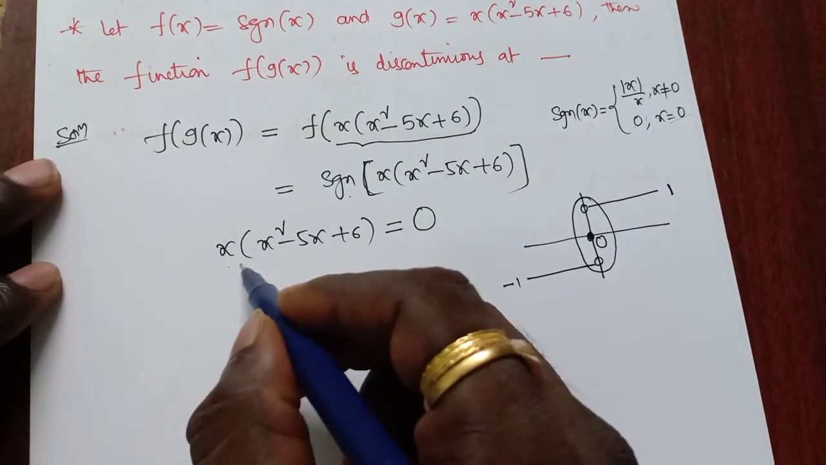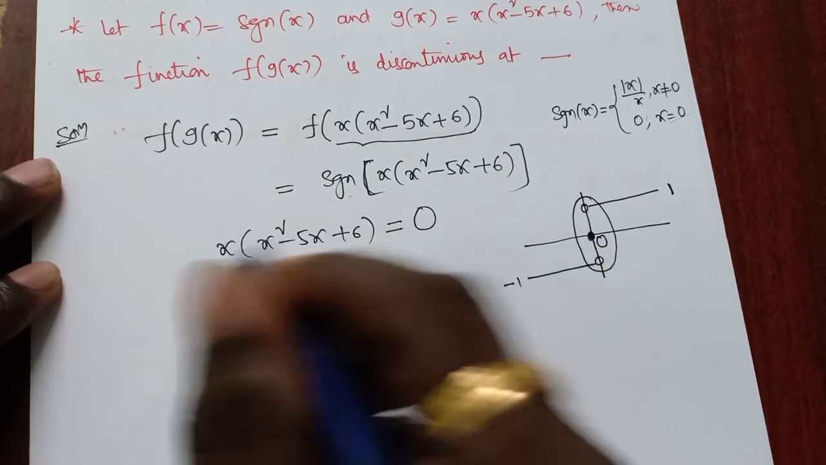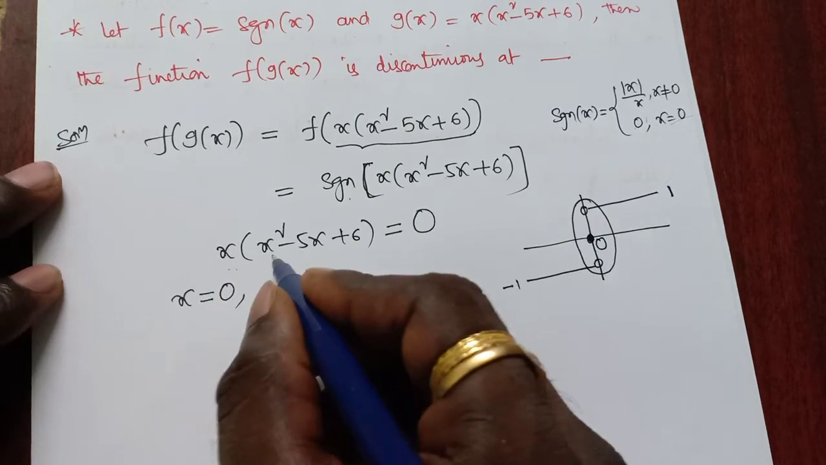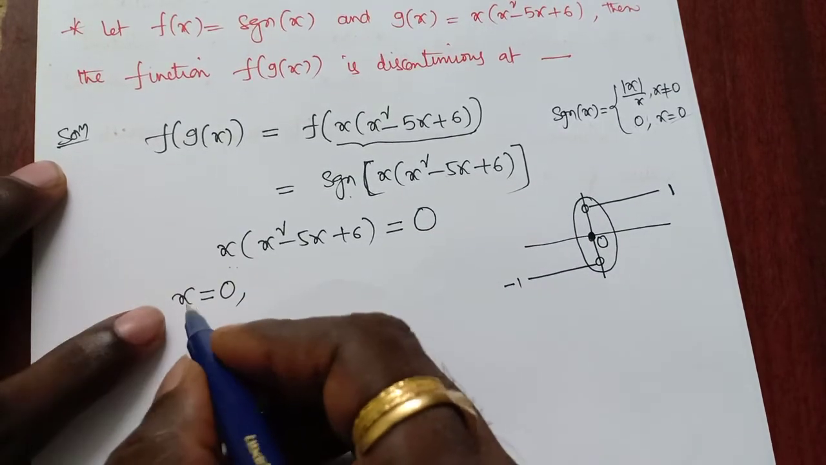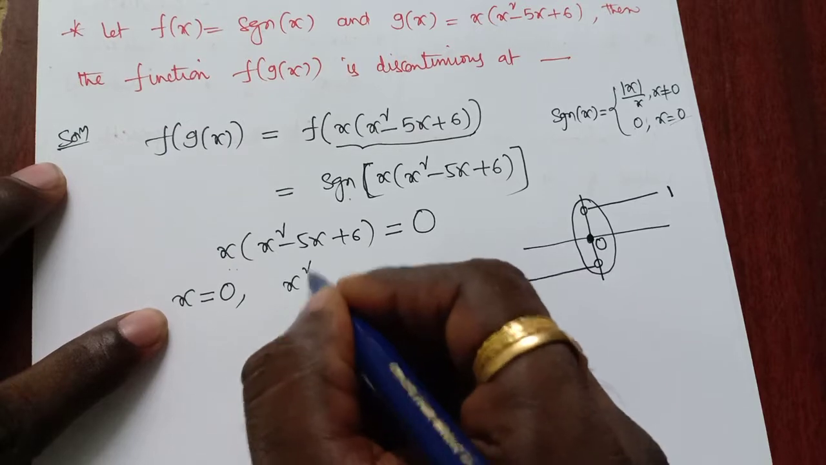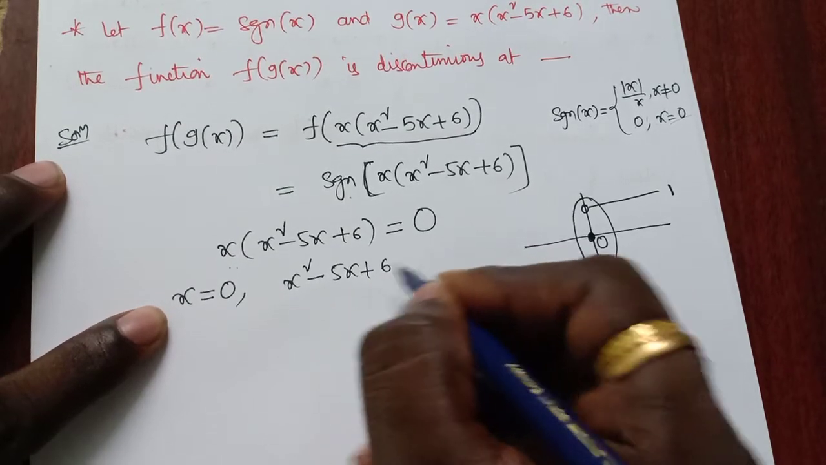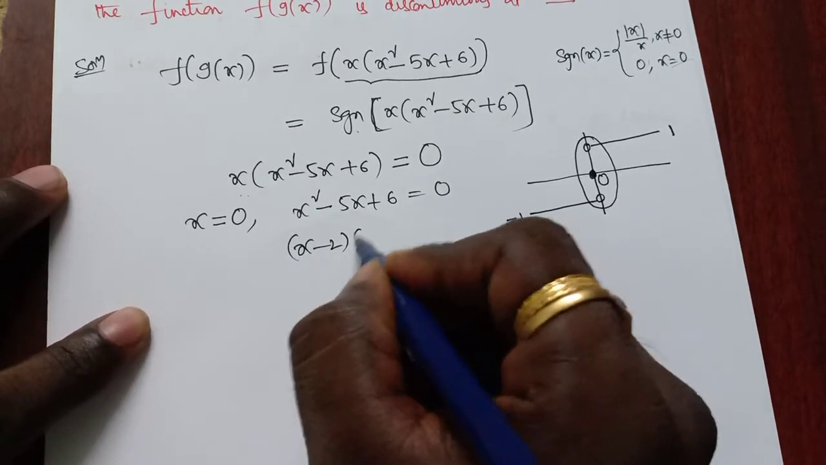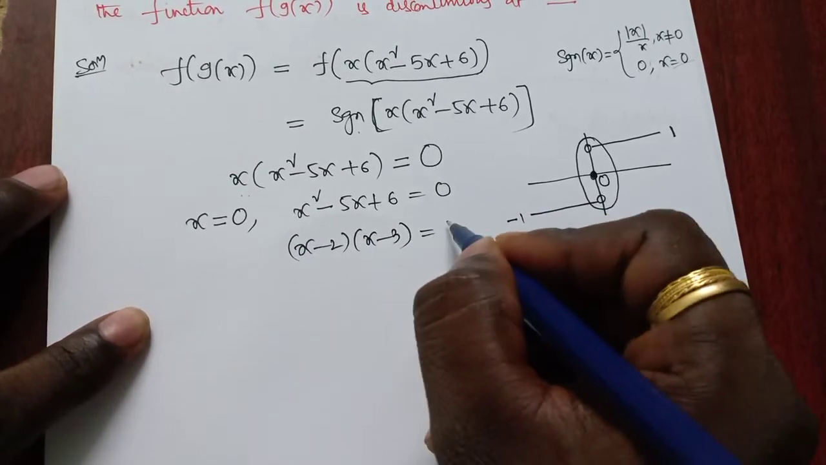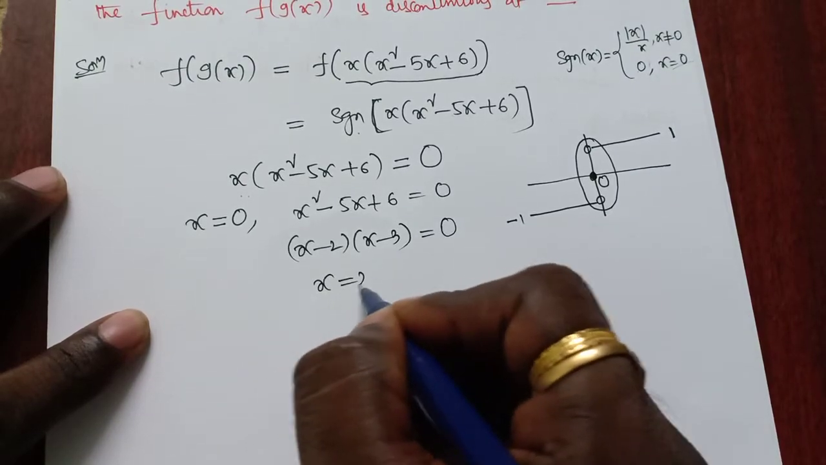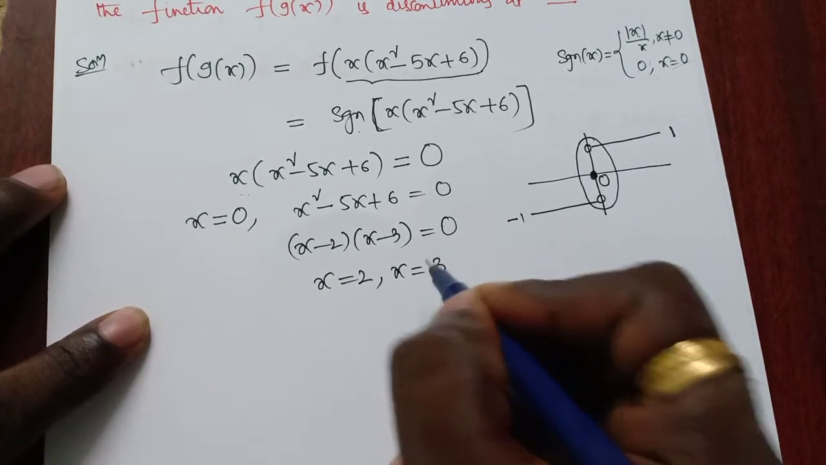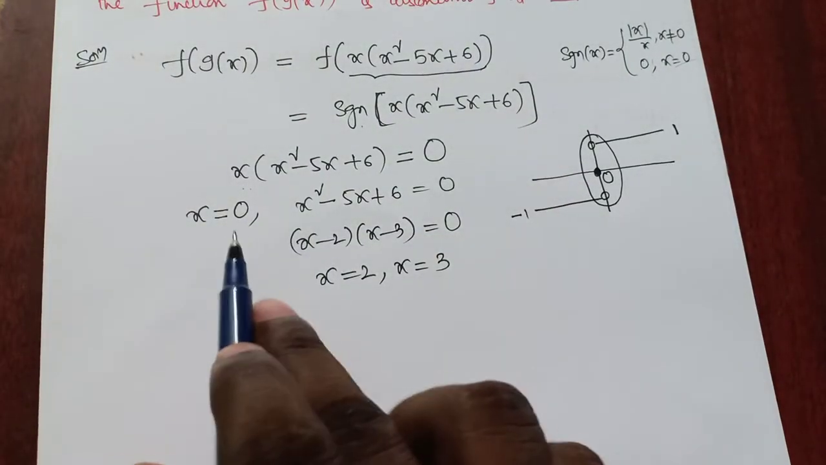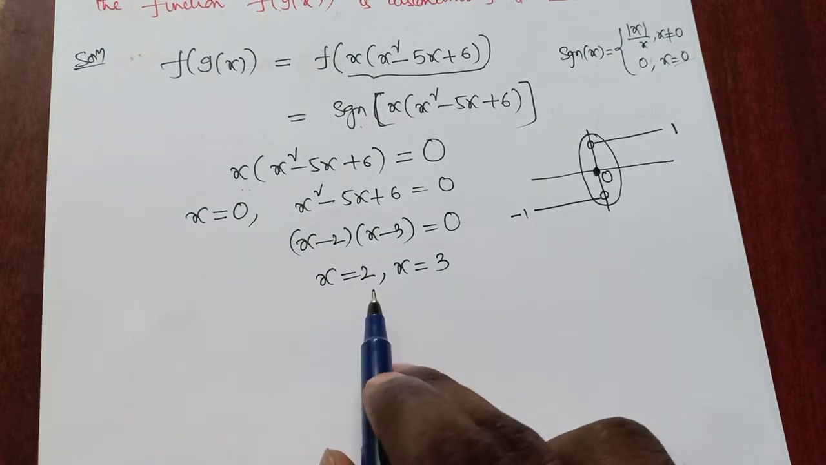Here what is x? X into x square minus 5x plus 6. Now this equal to 0, which means x equal to 0 and x square minus 5x plus 6 equal to 0. Now it can be written as x minus 2 into x minus 3 equal to 0. Clearly x equal to 2 and x equal to 3. For 3 values the composite function is discontinuous. What are those 3 values? It is 0, 2 and 3.